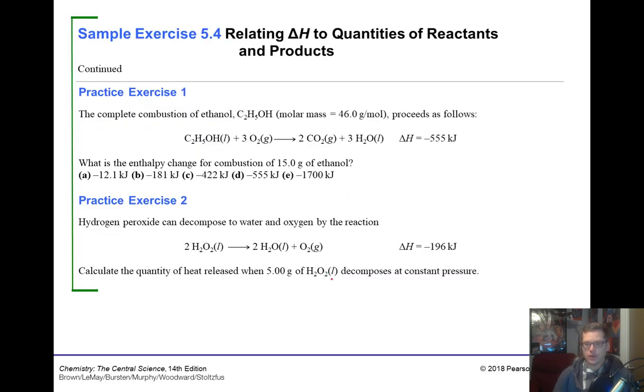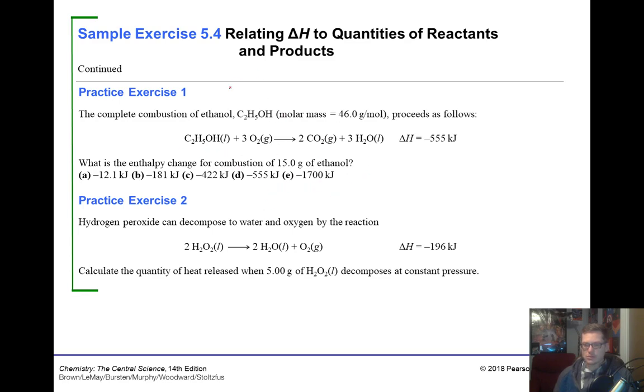Okay, so practice exercise 1, we'll do both of them. The complete combustion of ethanol, C2H5OH, molar mass, that's nice of them, proceeds as follows. So here's the reaction. We've got liquid ethanol with 3 oxygens yields carbon dioxide and water, and this is the delta H of reaction. It says what is the enthalpy change for the combustion of 15 grams of ethanol. All right, so we need to figure out the enthalpy change.